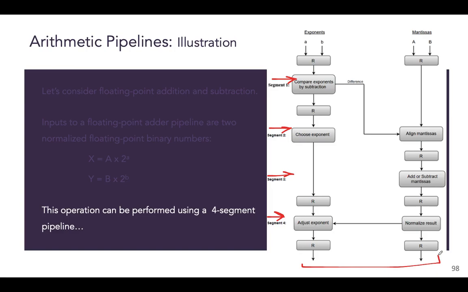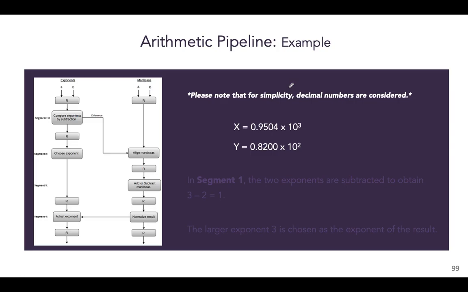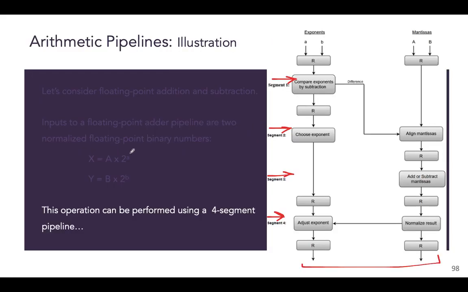So now what we're going to do is take some example of these x and y and see how this pipeline performs addition of those two numbers, and see what steps each of these individual segments is actually performing. Now, before we begin, first note that for the sake of simplicity, we are considering decimal numbers instead of binary numbers, because if we use proper binary numbers for this illustration, the computations will become very complicated.